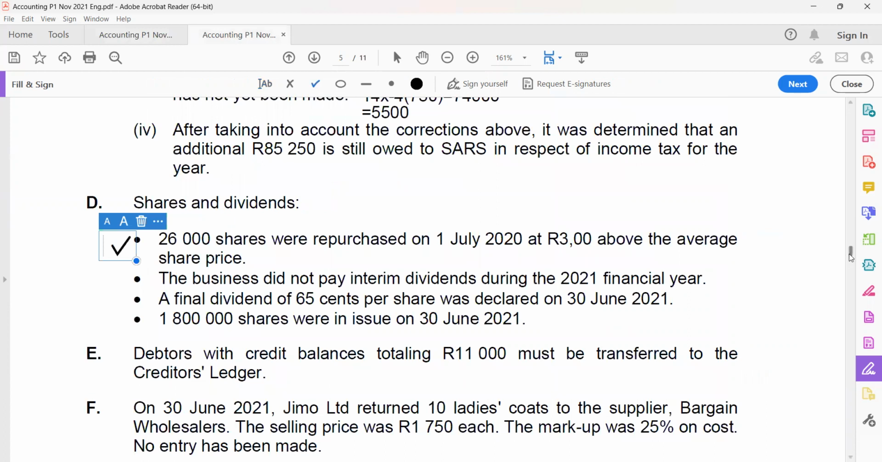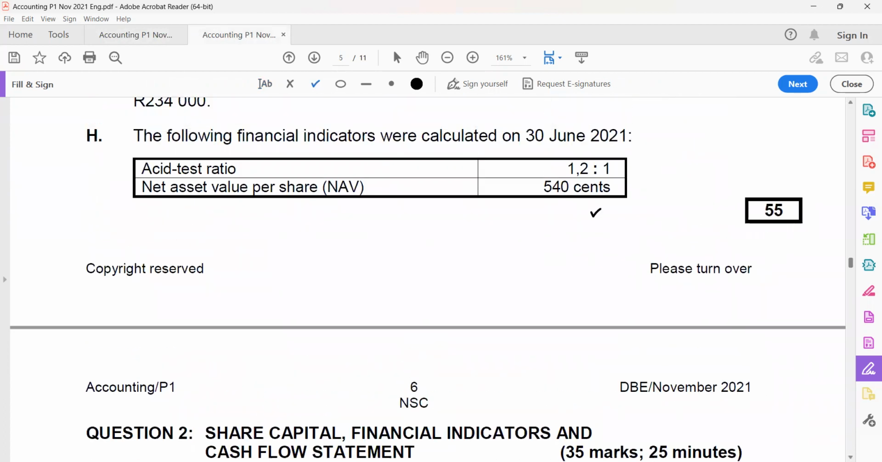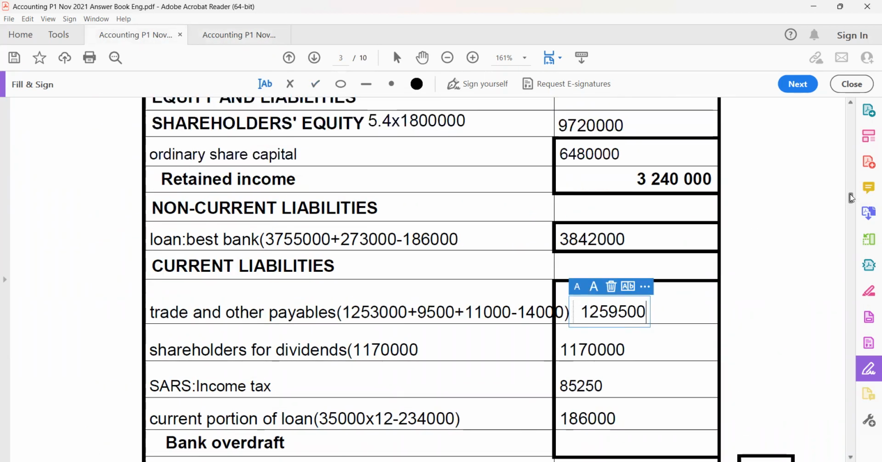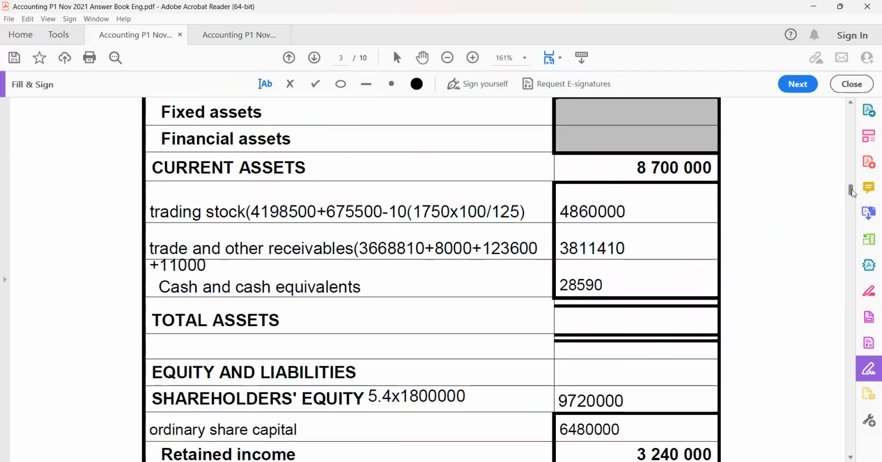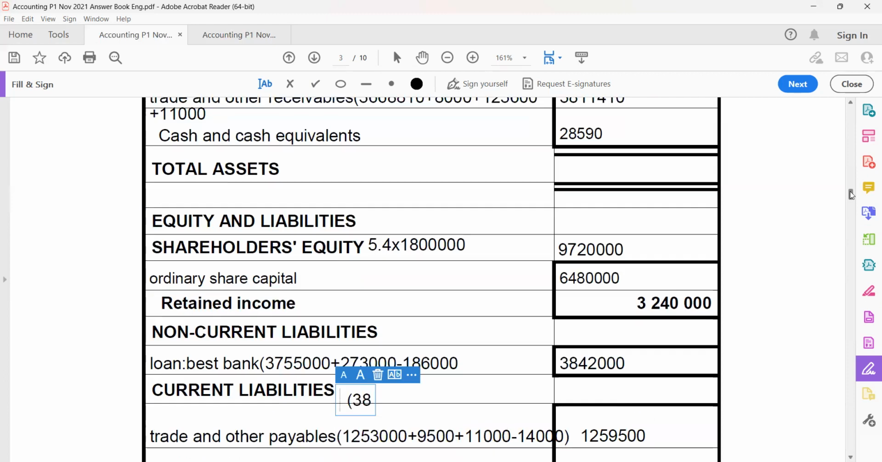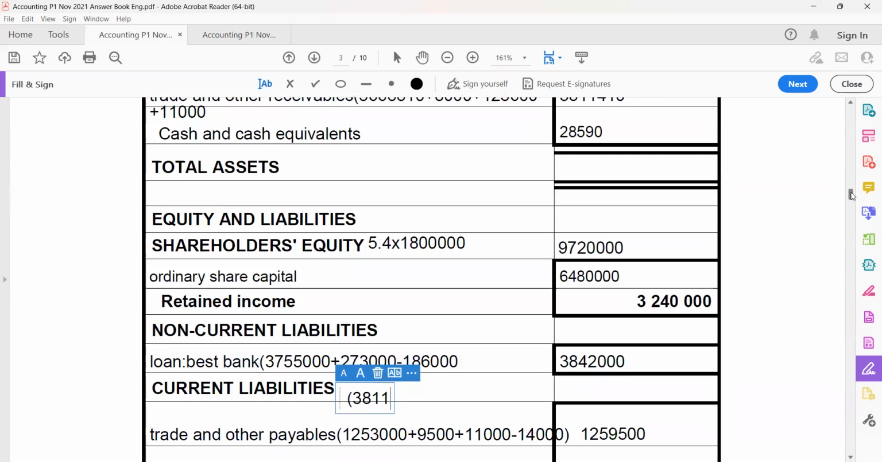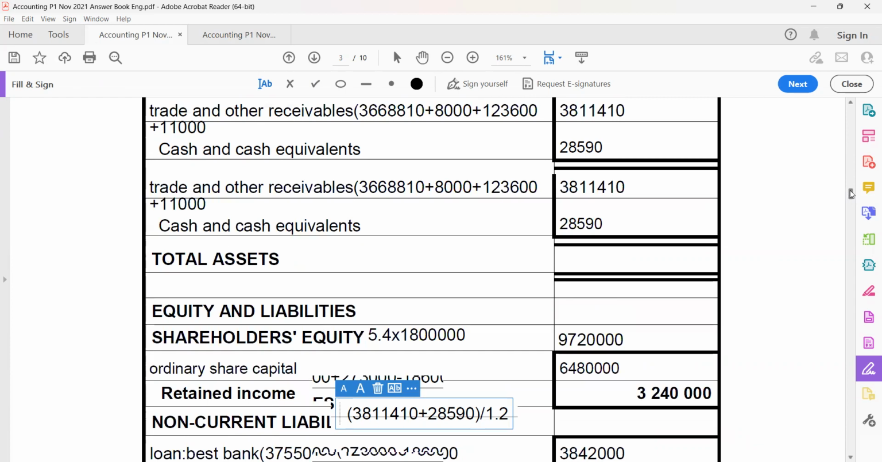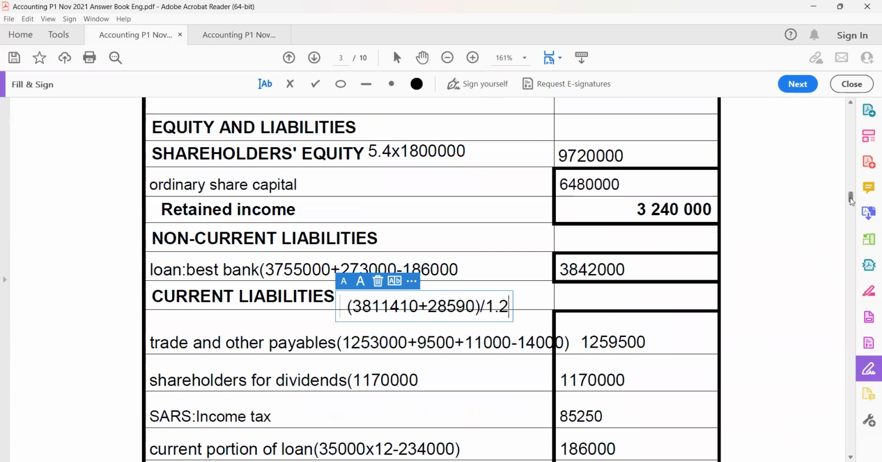Okay, now we had one more ratio to work with. Asset test ratio is 1.2:1. So asset test ratio is your assets excluding, I'm going to put it in brackets here, assets excluding trading stocks, it'll be the 38,410 plus 28,590. And it's 1.2:1. So you're going to divide it by 1.2. Alternatively, you could have just said 8.7 million minus 486 four zeros, and then divided by 1.2.